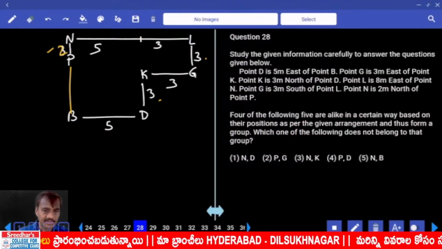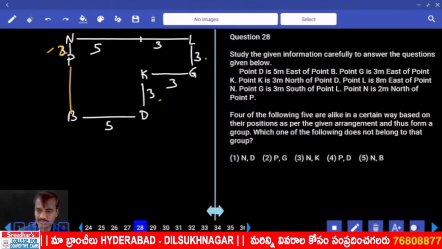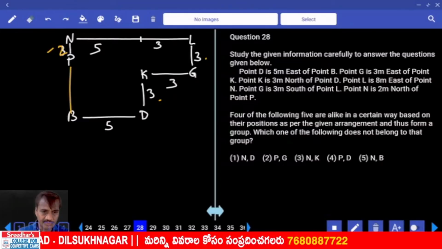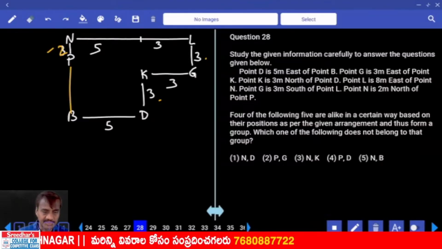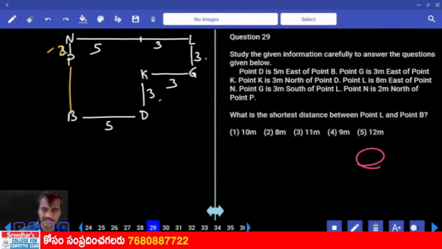N and D: N is to the northwest. P and G: P is to the northwest. N and K: N is to the northwest. P and D: P is to the northwest. N and B: they are in a vertical straight line. Now choice 5, question number 28.